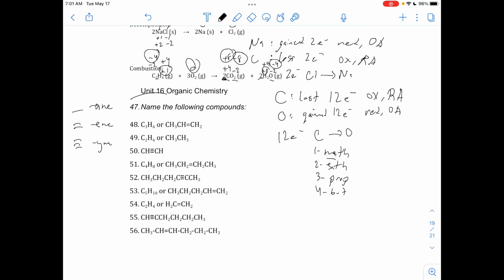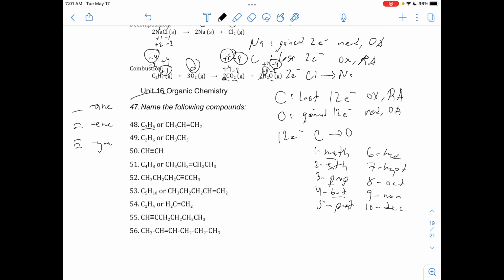Me eat peanut butter, me eat peanut butter. 5 is pent, 6 is hex, 7 is hept, 8 is oct, 9 is non, and 10 is dec.